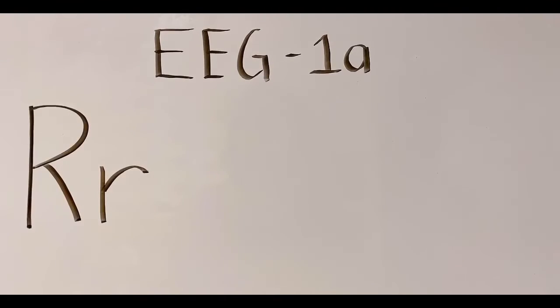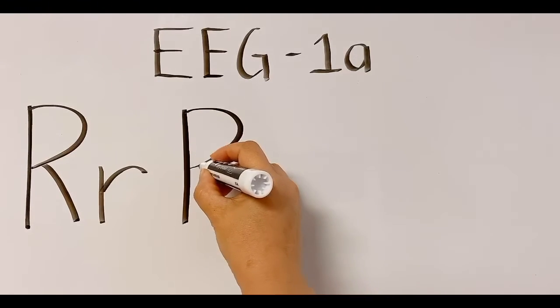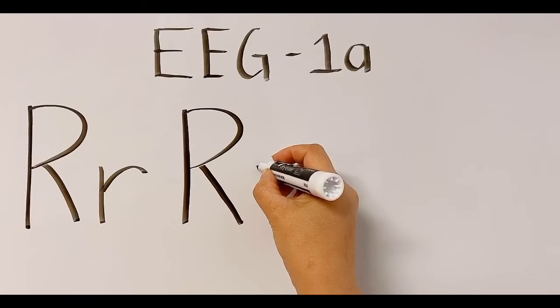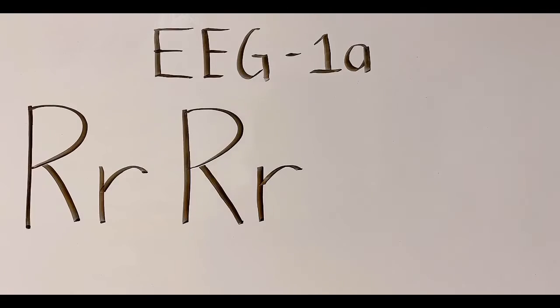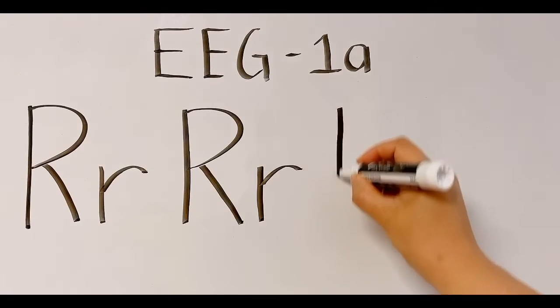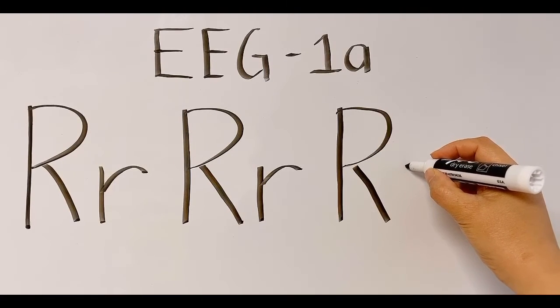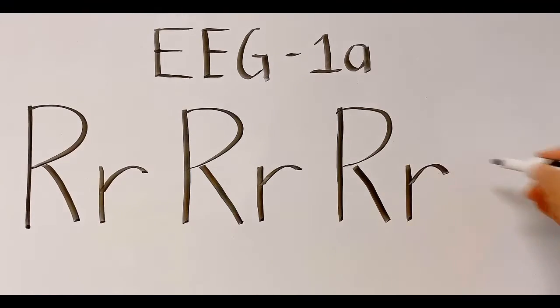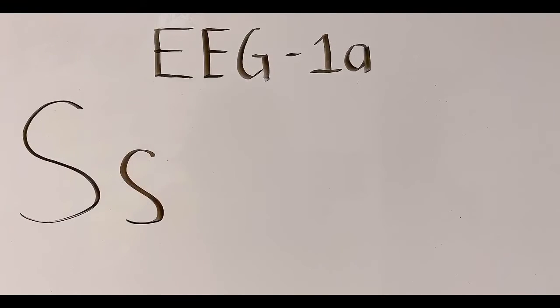Now let's try the letter R. Capital R, small r. That's right. Capital R and the small r, or the baby r. Again, capital R and the small letter r. Okay, good.